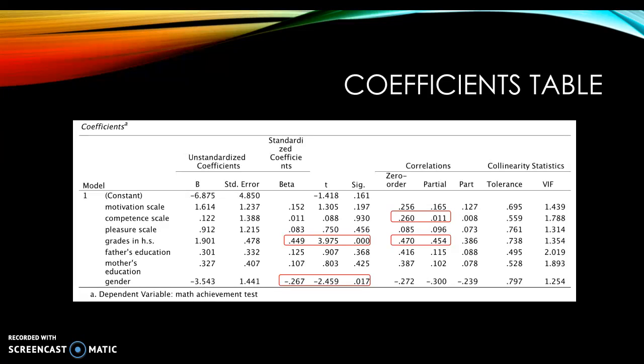Another important aspect of the coefficients table are the correlations: zero-order, bivariate, partial, and part. The partial correlation values, when they are squared, give us an indication of the amount of unique variance that is not explained by any of the other variables in the outcome variable math achievement predicted by each independent variable. In the output, we can see that competence explains the least amount of unique variance. It only accounts for actually less than 1%, and grades in high school explains the most at 21%.